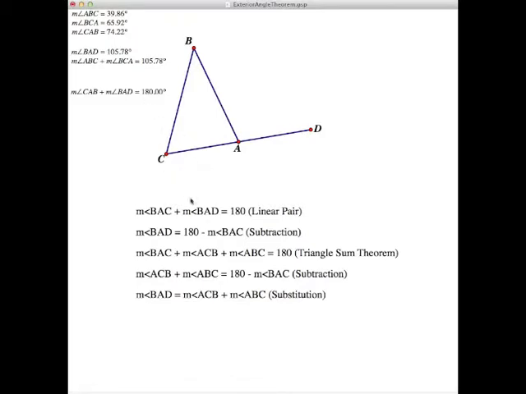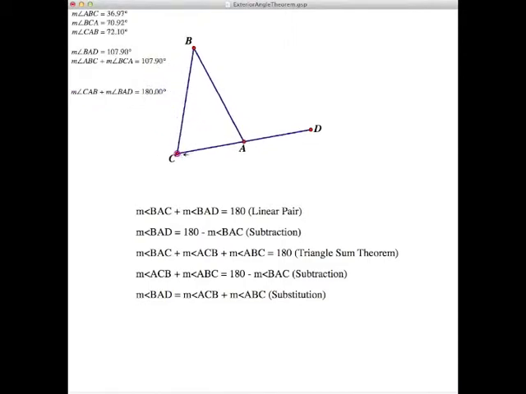Okay, let's prove it. So we know that the measure of BAC, this inside the triangle angle, plus the measure of BAD, the exterior angle, is 180 degrees. And that is, of course, because they form a linear pair. They are adjacent and supplementary. I've also calculated that right here, and it proves to be true.